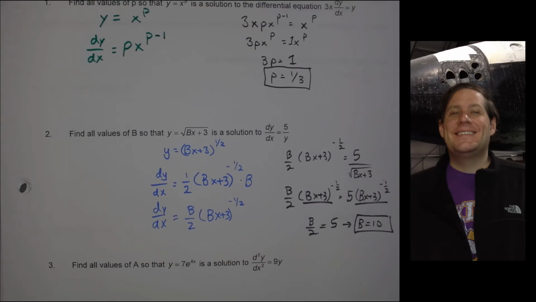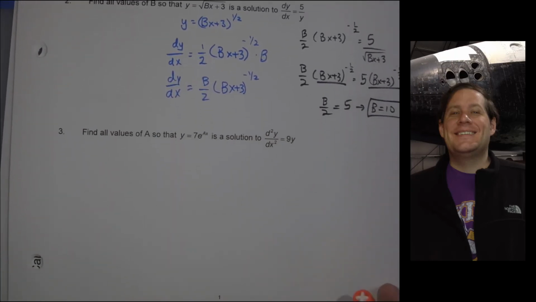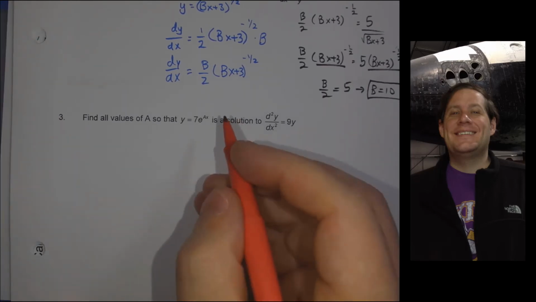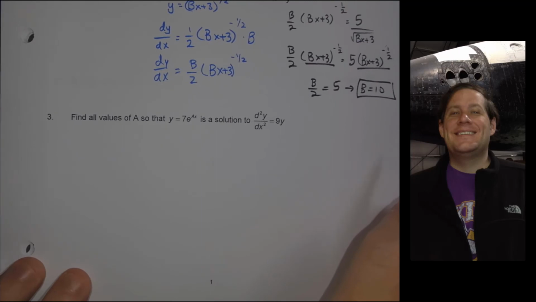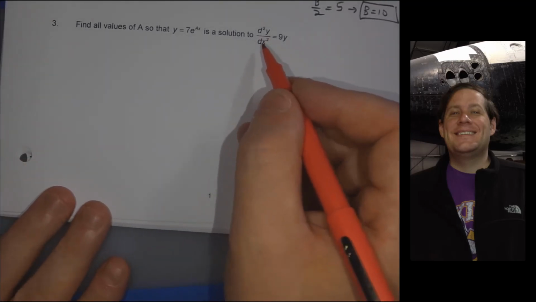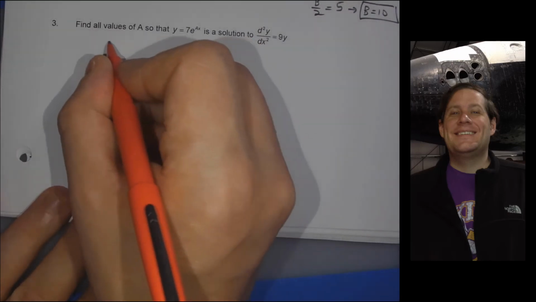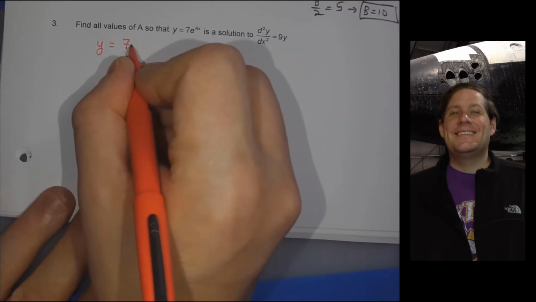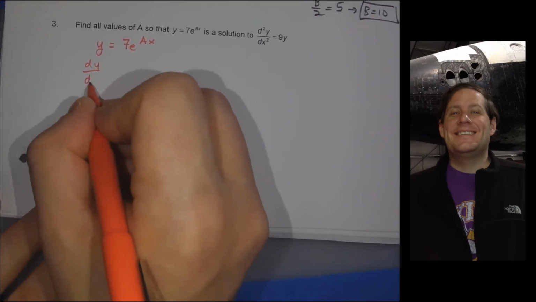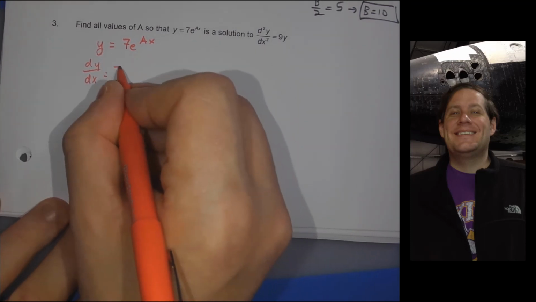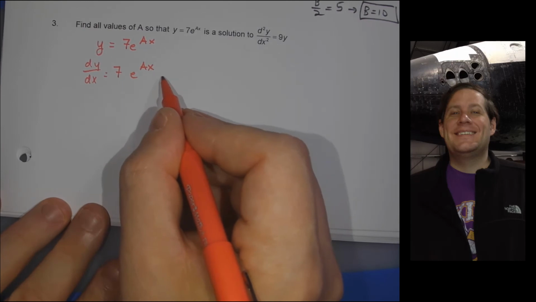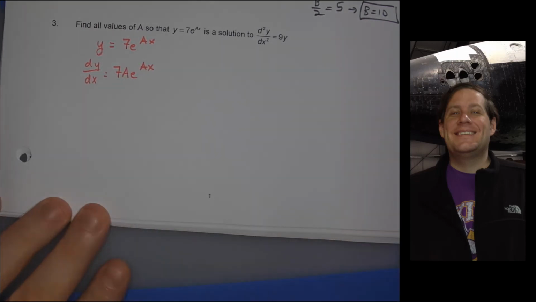So now for our last one, let's try finding all the values of a that make y equals 7e to the ax a solution to this second derivative differential equation. The second order differential equation, we would say. So y equals 7e to the ax. The first derivative with respect to x would be 7e to the ax multiplied by a by the chain rule. I'm going to place that out in front.